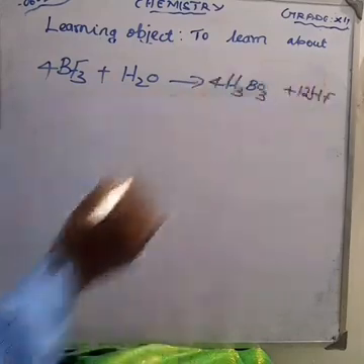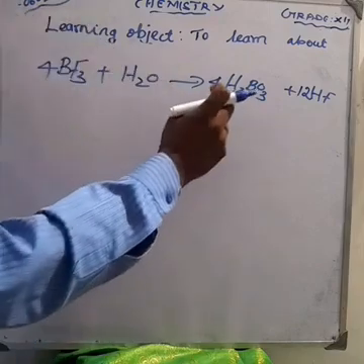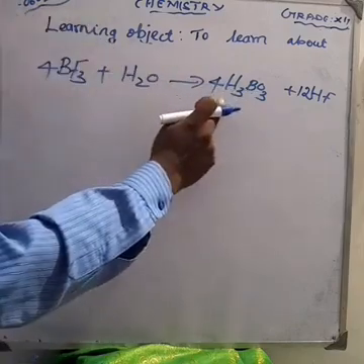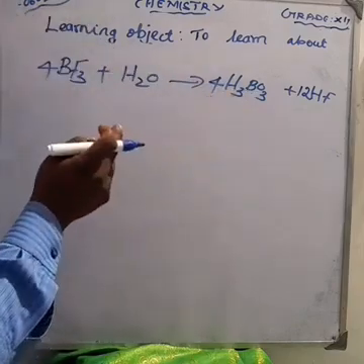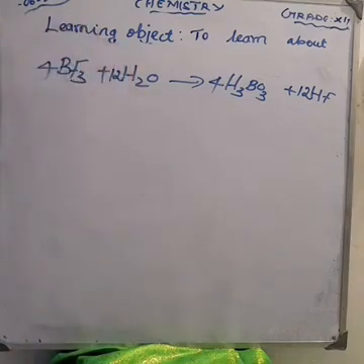On the product side, how much hydrogen is there? 12 hydrogen, am I right? Here also 12 hydrogen. 12 plus 12 is 24. If you are giving 12 here, 12 into 2 is 24. Now that is balanced, am I right?